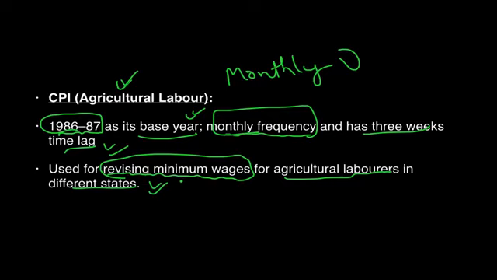Is that absolutely understood? So basically that's how you should progress for agricultural labor, because the name says agricultural labor, so we use it to revise the minimum wages. So when it started, maybe it was 70 rupees, now it is 130 rupees. It will just keep on increasing because of inflation.